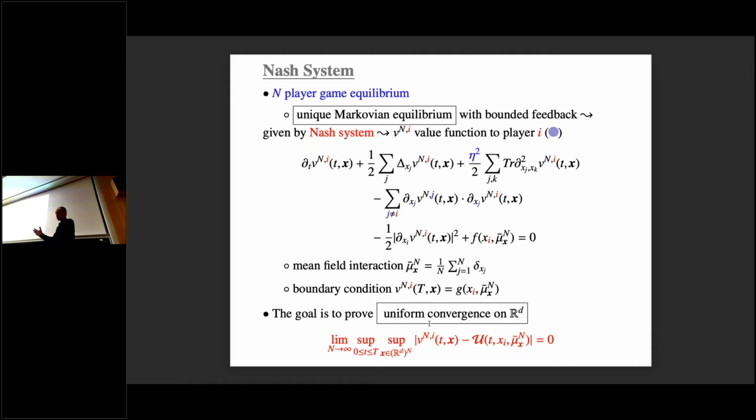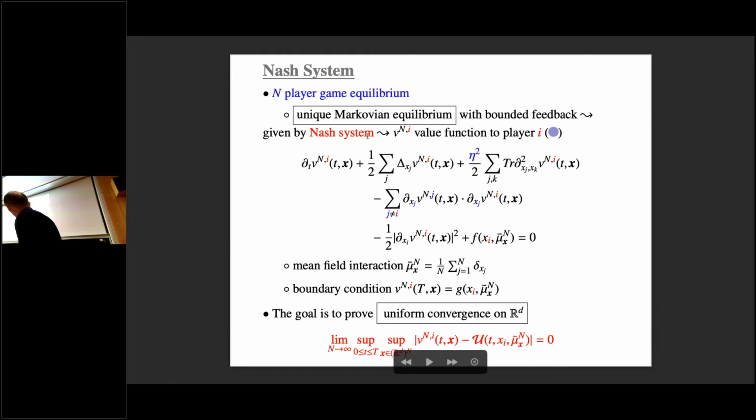You have a similar result for games, but this is more difficult, because for games, when you want to compute the Nash equilibrium, everybody is trying to minimize, and so you don't have one unique Hamilton-Jacobi equation. You have a system of Hamilton-Jacobi equations. Everybody wants to minimize, and so you get a system of coupled equations. And this is what we call in the literature a Nash system. So this is this horrible system that you have on the slides.